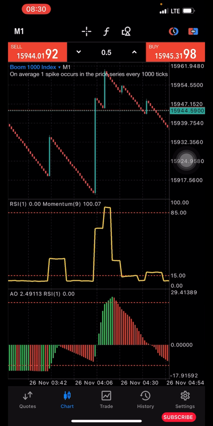All right, so I'm going to quickly share with you guys the indicator setup for this powerful strategy, and then that will be all for the video.